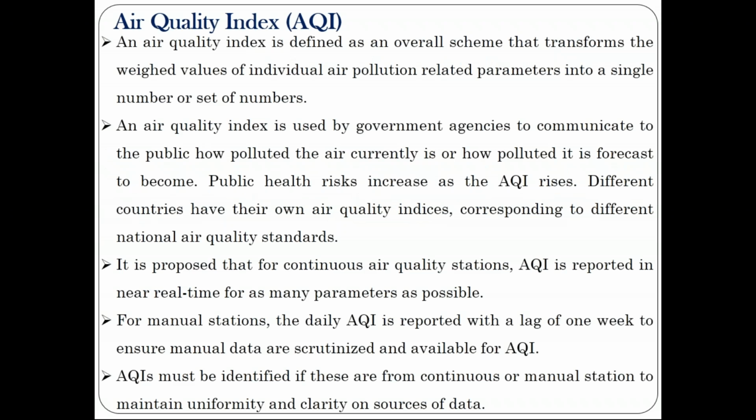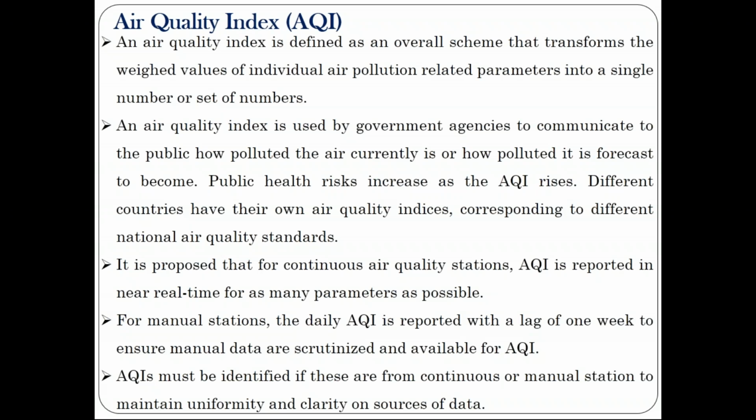Exactly what is this? Air quality index is defined as an overall scheme that transforms the weighted values of individual air pollution related parameters into a single number, or a set of numbers. It is very familiar. Nowadays everyone is aware of the air quality index, and it is the most popular index out of not five only, 10 indices that are there. This comes under environmental indices, and environmental indices are like the soil fertility index, water quality index, noise quality index, ecological quality index. Many indices are there.